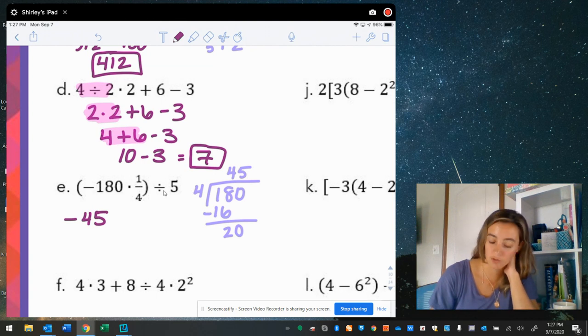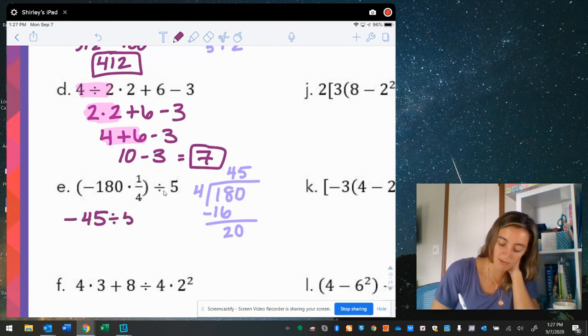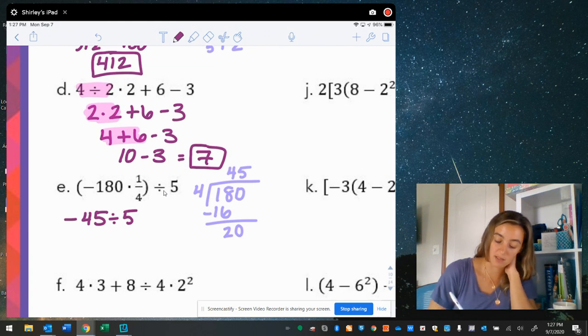Bring down everything else I haven't used yet, so I didn't do my dividing by 5. Negative divided by positive is always negative. 45 divided by 5 is 9.